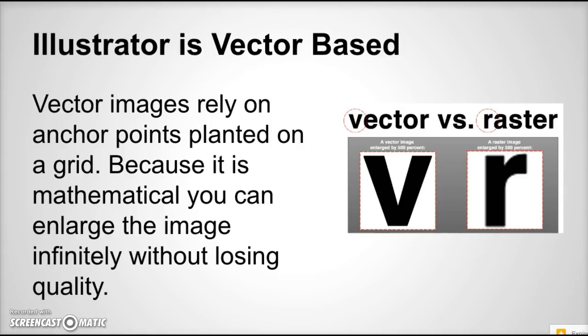So Illustrator is vector based. So the image relies on anchor points planted on a grid, and because it's mathematically based, you can enlarge it as much as you want and you'll never lose quality. So here you can see a small letter enlarged. Here it's nice and sharp still. Here it starts to get blurry or pixely.